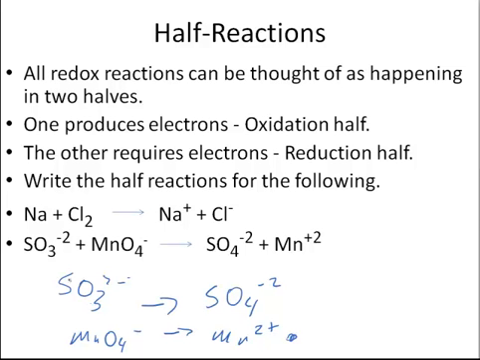So in this case, sulfur right here, let's see, what would sulfur be? Plus 6, and over here it would be plus 4. Okay, so that's the oxidation half, and manganese is going from plus 7 to plus 2. That's the reduction half. All right, so hopefully this makes sense.